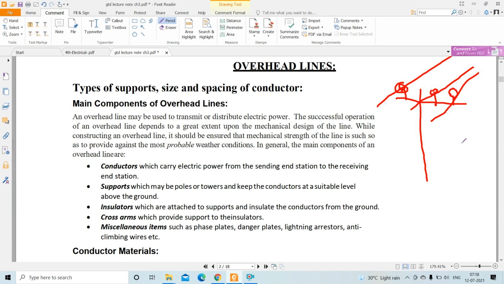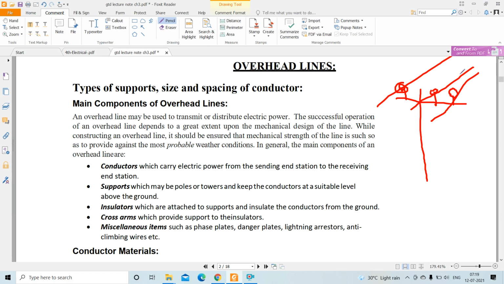Overhead lines may be used to transmit or distribute electric power. You already know that the successful operation of an overhead line depends to a great extent upon the mechanical design of the line. While constructing an overhead line, it should be ensured that the mechanical strength of the line is sufficient to provide against the most probable weather conditions.